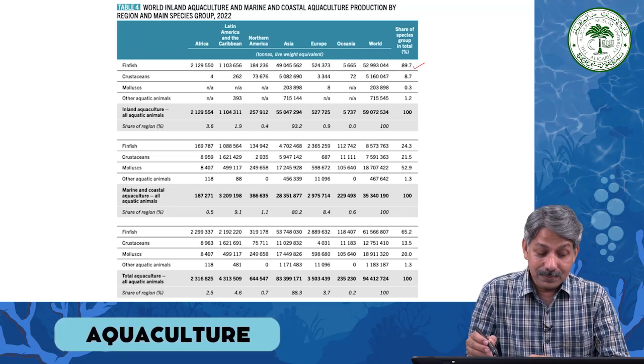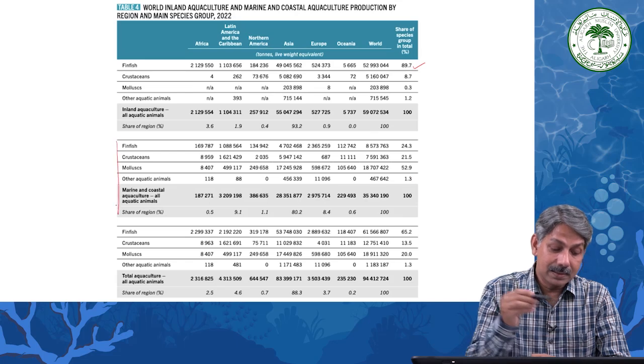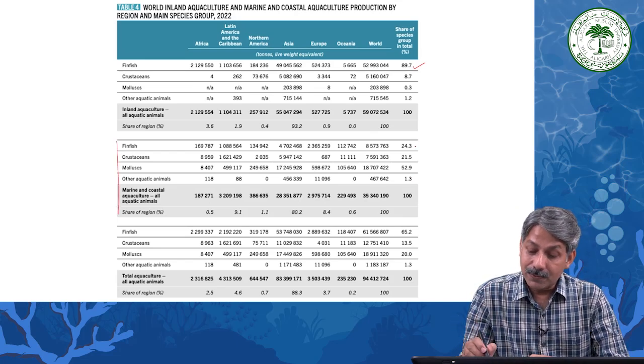Here, in the case of aquaculture from marine regions, fin fishes contribute only 24.3%, and the major contribution among aquatic animals, marine animals, is from mollusks, 52.9%.